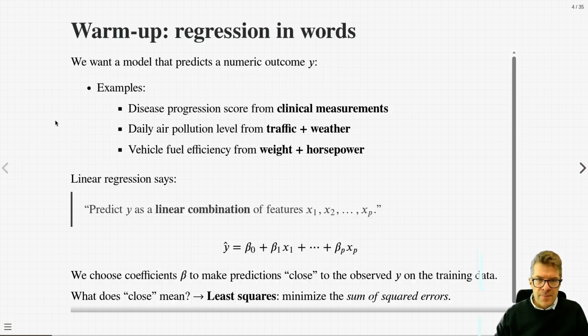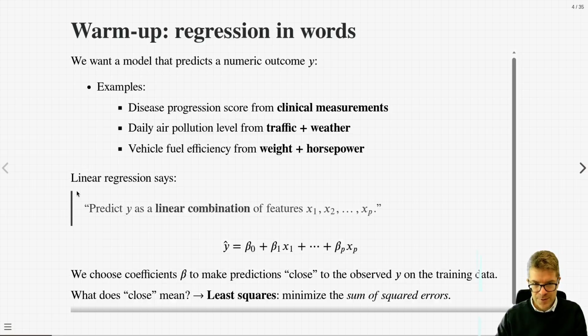So the kinds of predictions we might want to produce are predicting disease progression from clinical measurements, perhaps estimating daily air pollution given just traffic and weather. You might see on apps, the pollution level meter, and the input to such a model would be the traffic that you can obtain from various sources, weather you can obtain from other sources, and those two bits of information combined ought to be able to predict air pollution. You might have some weight and horsepower information on vehicles, and you can use that to predict fuel efficiency. We're actually going to see examples of some of these shortly in the worked examples.